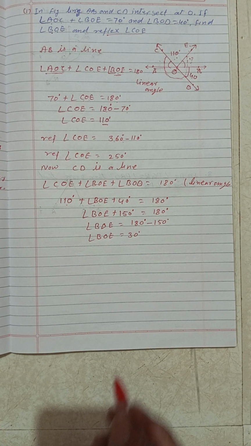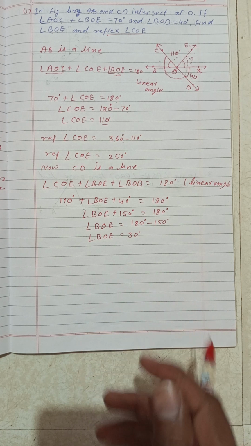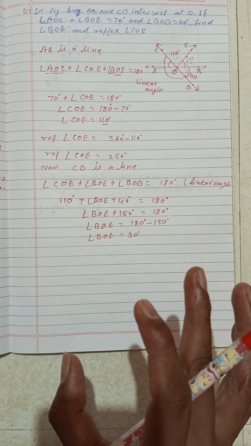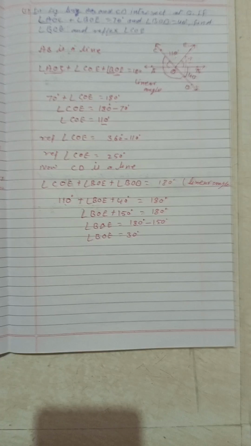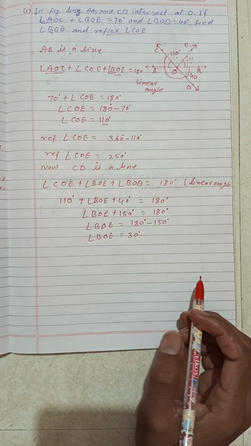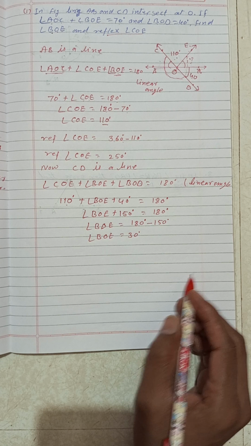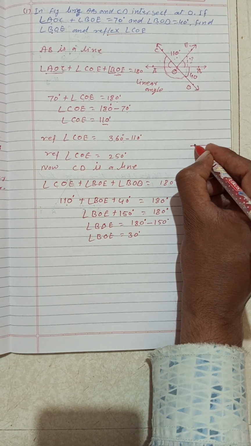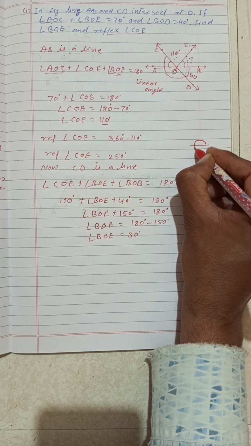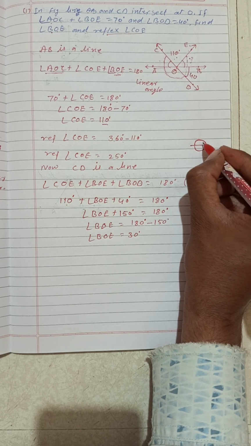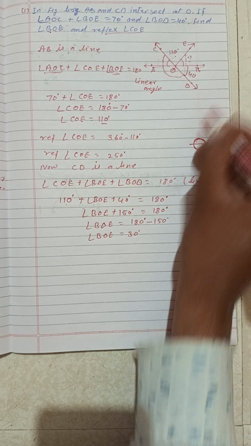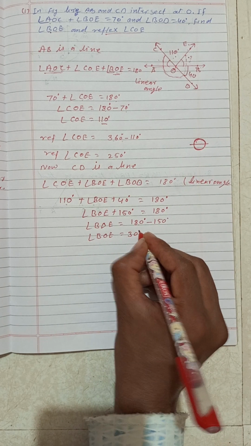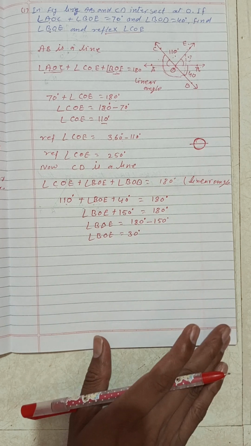I hope you understand it. Because angles are made on a line, the sum of all angles on a line is always 180 degrees. The total angle is 360 degrees, up and down: on this side the angles are 180 degrees and on this side also 180 degrees. So in total it becomes one circle, and these are the 360 degrees. So angle BOE is 30 degrees. Next we are going to the next question.